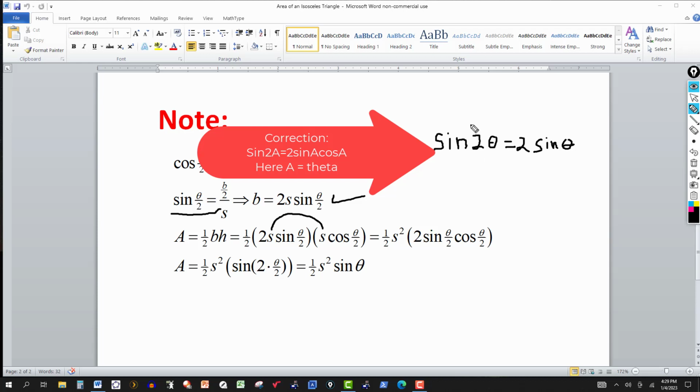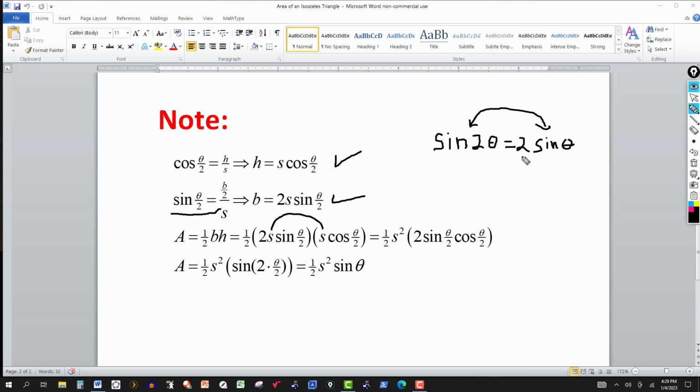Now this works both ways. You can go from left to right, or go from right to left. So this tells me then that if I have twice the sine of an angle times the cosine, that's the same thing as the sine of twice that angle. So in this particular case, theta over 2 is the angle. So I rewrote it this way then.